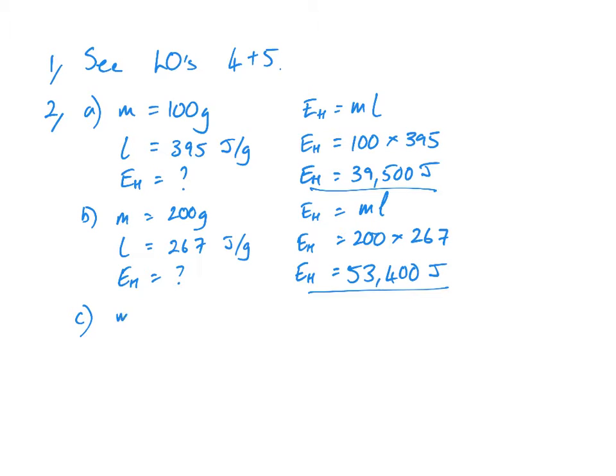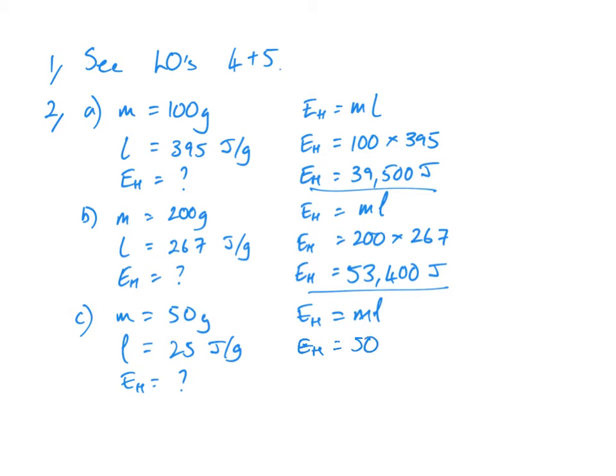c, 50 grams of lead. Eh equals 50 times 25, 1,250 joules. Give me a second just to copy that if you're still doing, but you can pause the video now. I'll start a new one.